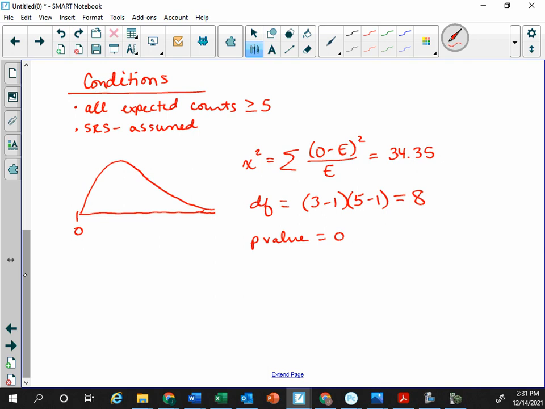So what does that mean? We reject, yes. I know, right? Yeah, they're associated. All right, since our p-value of 0 is less than alpha 0.05, we reject the null.